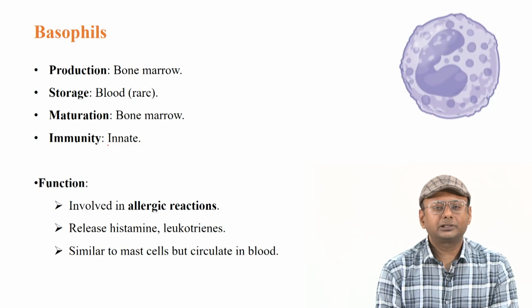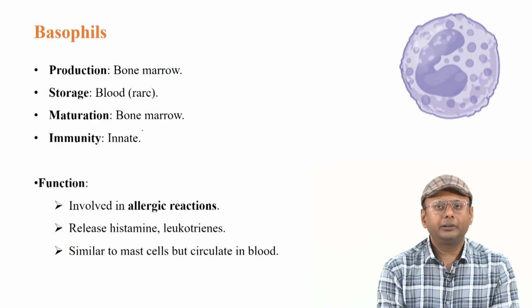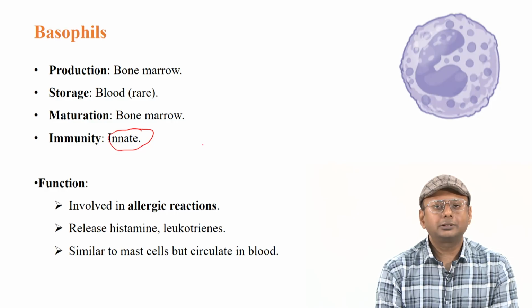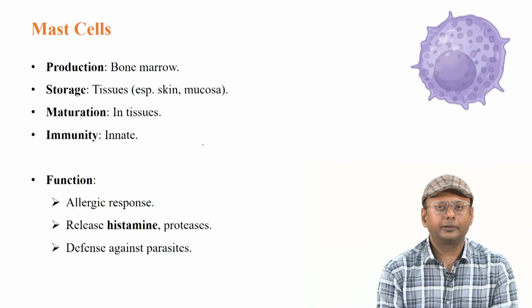Then basophils also get produced in our bone marrow. They also play a very important role in our innate immunity. Basophils are also very important. Why? Because they generate allergic or initial inflammatory signals by releasing histamines, similar to mast cells, but these can also circulate in our blood.